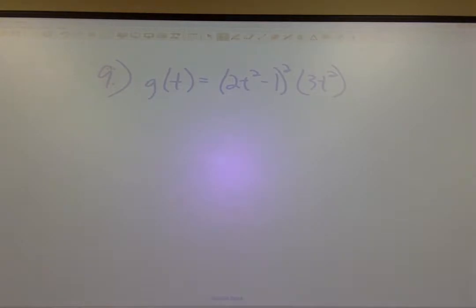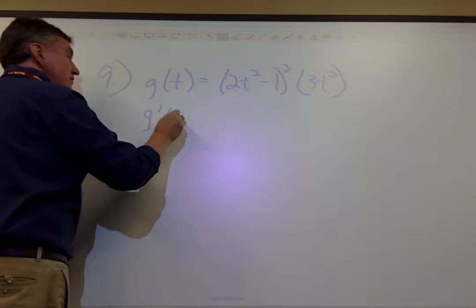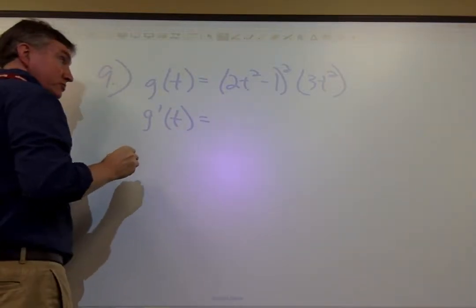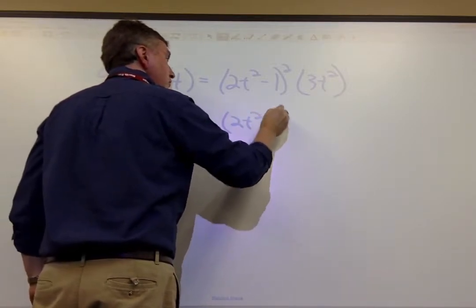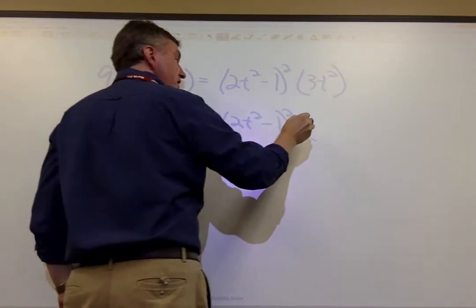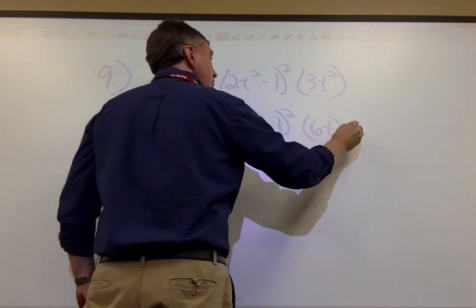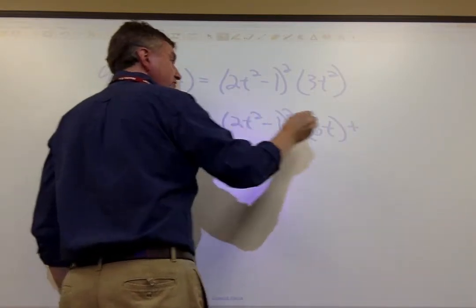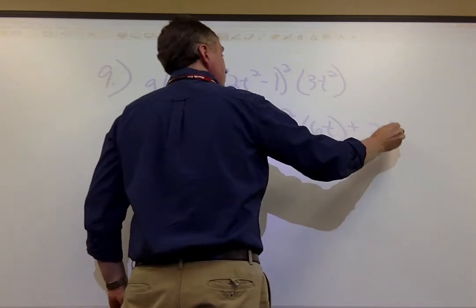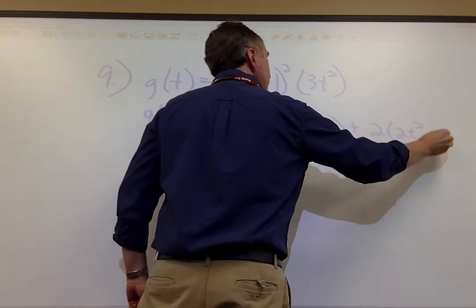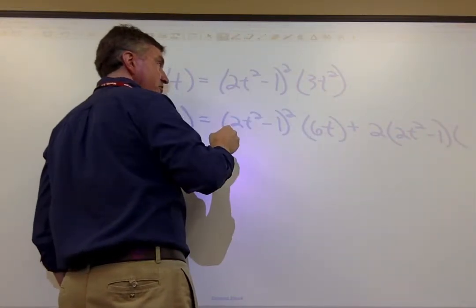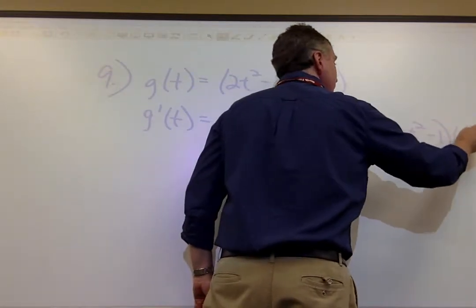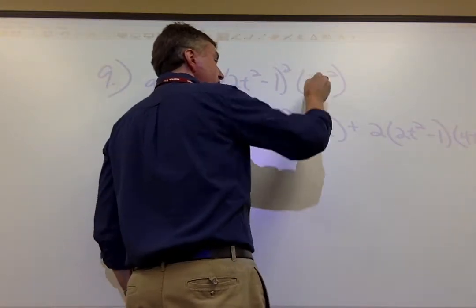They want me to find the first and second derivatives. So g prime of t, product rule, we will say first times derivative of second, plus derivative of first. Remember that'll be chain rule times derivative of inner, which would be 4t, times original second.